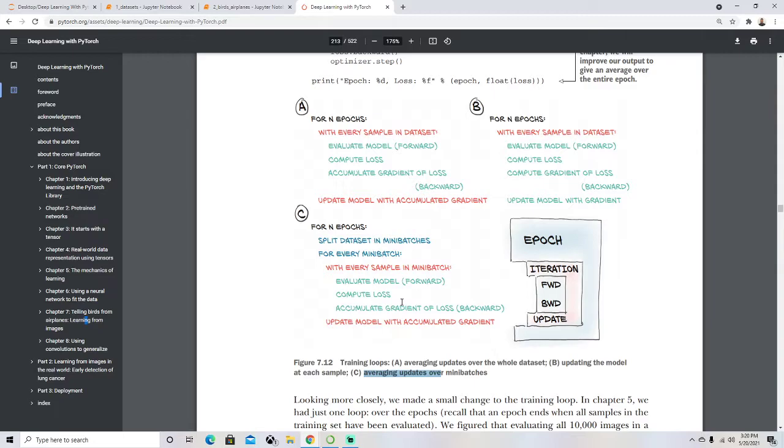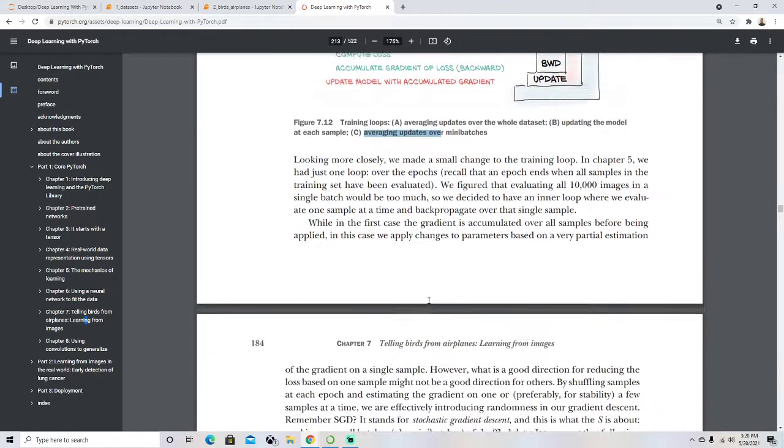And I think for the most part, you're going to be looking at the architecture style 3. You're almost always going to be using mini batches. It's just a much more efficient way to do it.